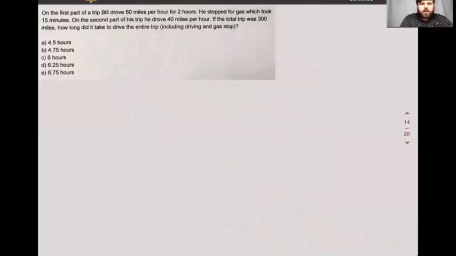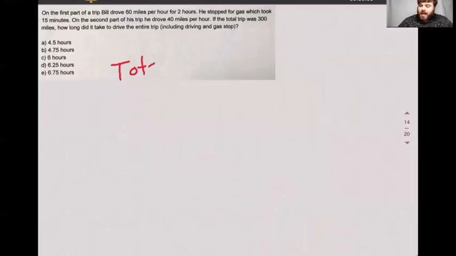Alrighty, on the first part of the trip, Bill drove 60 miles per hour for 2 hours. He stopped for gas, which took 15 minutes. On the second part of his trip, he drove 40 miles per hour. If the trip total was 300 miles, how long did it take to drive the entire trip, including driving and gas stops? All right, so this is a thing where it breaks it up into little pieces.